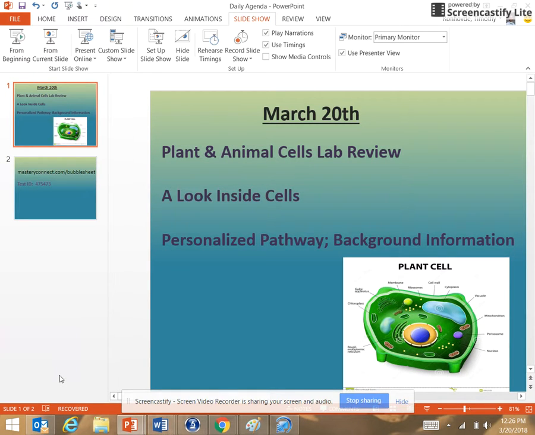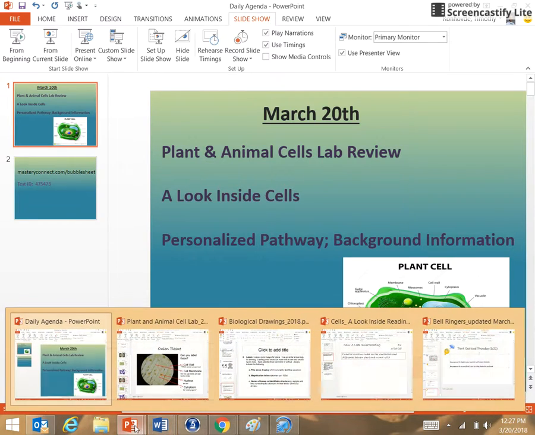Here's what we did in class. So we reviewed your plant and animal cells lab first, checked out your drawings. Some of you had to edit your drawings and add labels. After that, I told you about your personalized pathway and a look inside the cells, and you spent some time organizing information about plant and animal cells.